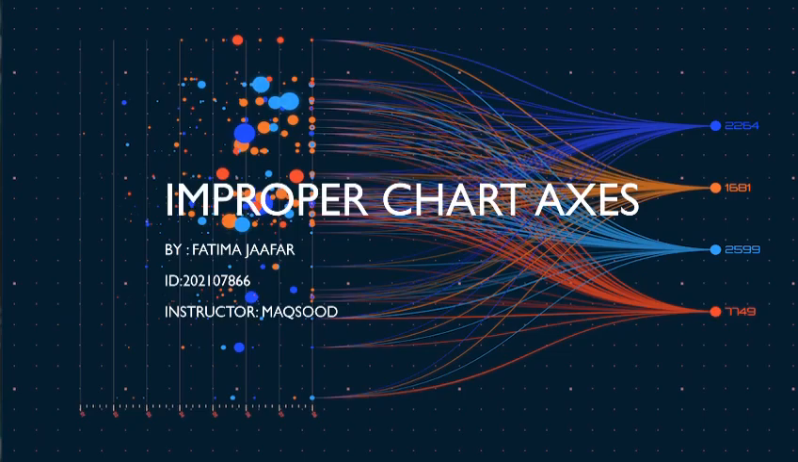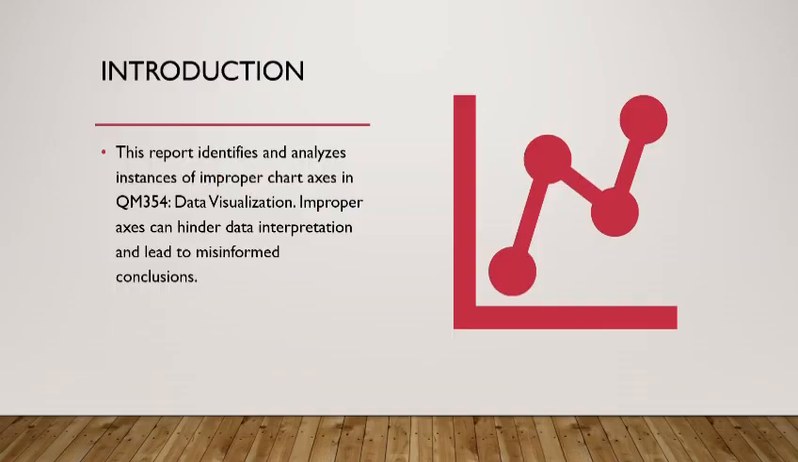Introduction. This report identifies and analyzes instances of improper chart axes in QM 354, data visualization. Improper axes can hinder data interpretation and lead to misinformed conclusions. Improper chart axes: exaggerated difference.